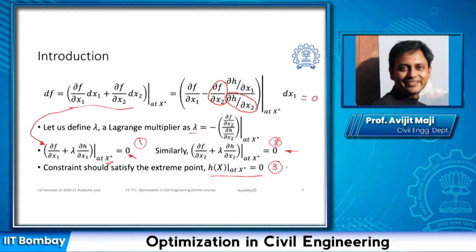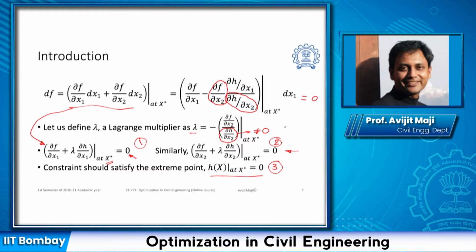Now in this expression of lambda, we need to understand the denominator part. In order to obtain a value of lambda, this cannot be 0. It should be non-zero, then we can obtain a value for lambda.